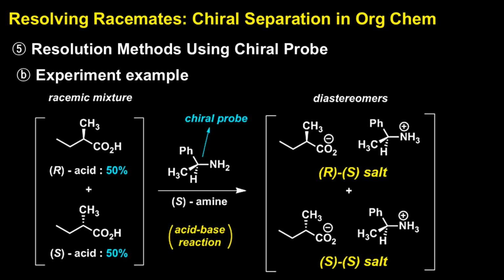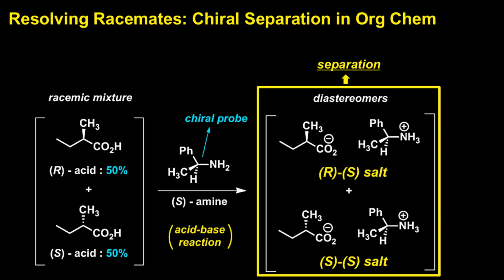Let's break it down with an example. Say we start with a racemic mixture of carboxylic acids. That means we've got equal amounts of the R and S enantiomers. Since these enantiomers share the same physical properties, we can't just use conventional methods to separate them. So here's what we do. We introduce a chiral amine as a resolving agent, basically a chiral probe. This amine reacts with both enantiomers through an acid-base reaction, forming diastereomeric salts.